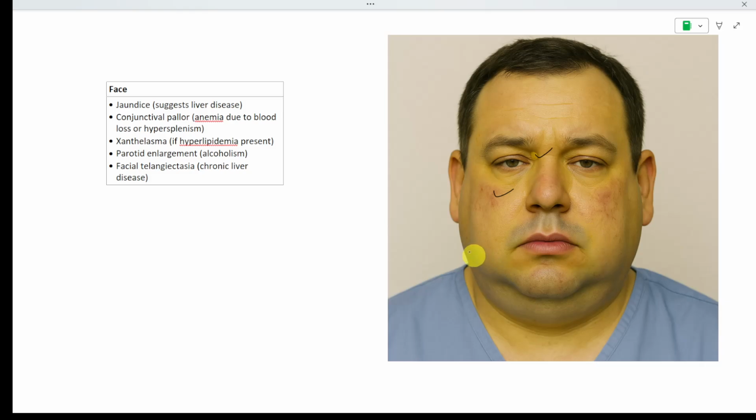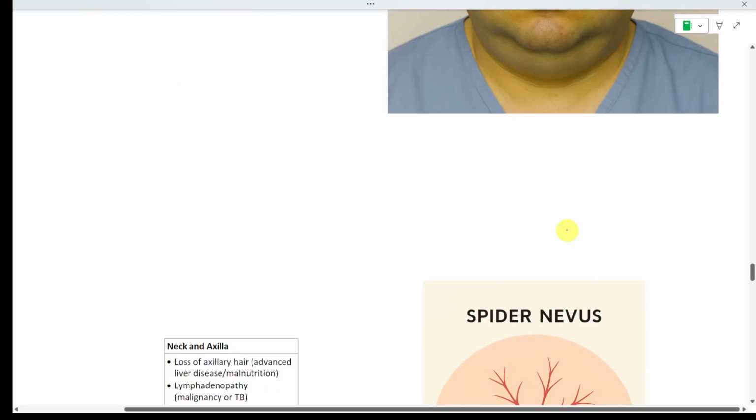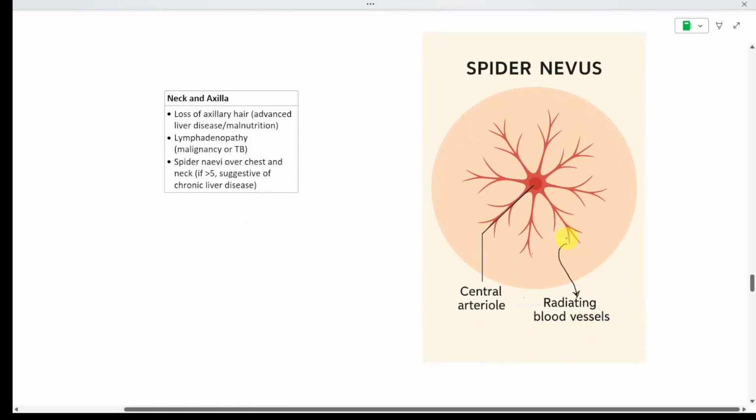Do look for any parotid enlargement. That is very, very common in alcoholic liver disease. And you can also look for the facial telangiectasia that is present in chronic liver disease. So look for those findings in the face that are going to tell you about chronic liver disease. So you find some of the findings at the general impression, then hands, then arms and forearms, going to the face. After that you go to the neck and axilla.